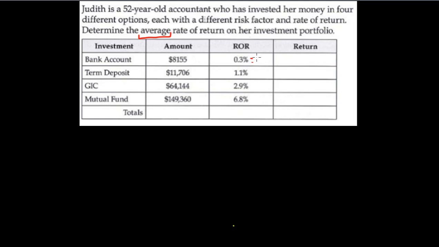As a decimal, 0.3% is 0.003. 1.1 is going to be 0.011. 2.9 is 0.029. Right, I'm just dividing these numbers by 100. And then 6.8 is 0.068. So I'm just going to go ahead and figure out what the return is for all these numbers. You already know what we're going to do for this.